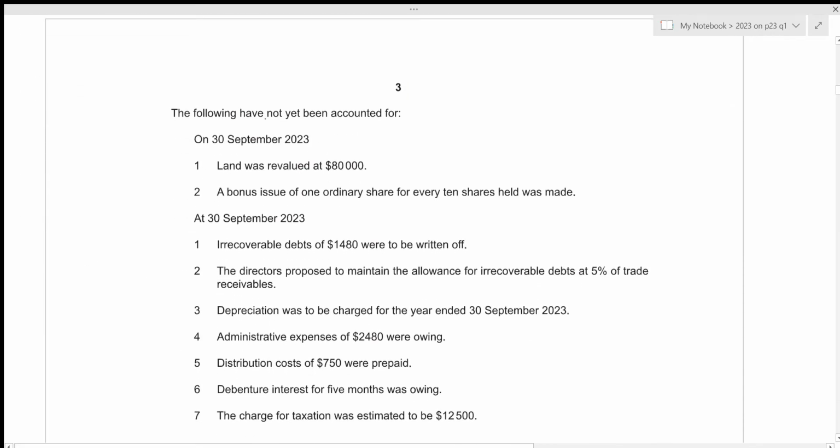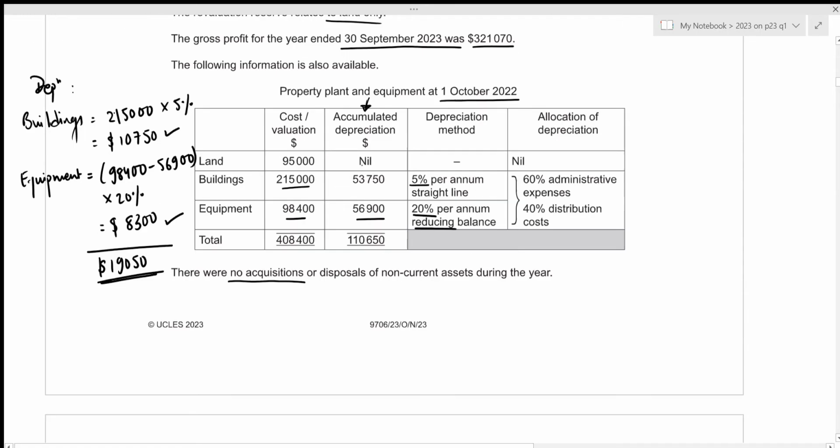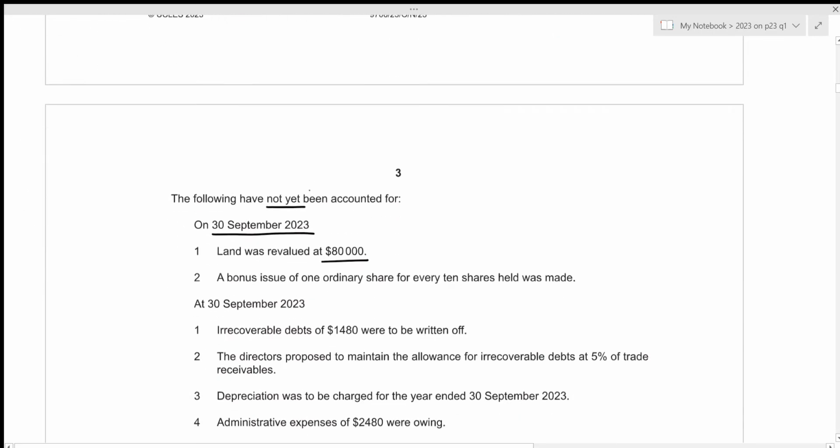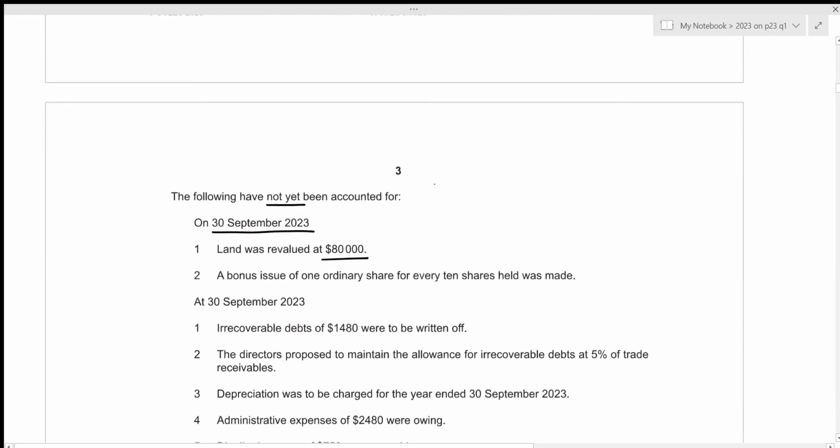Now, the following have not yet been accounted for. On 30 September 2023, land was revalued at 80,000. Okay, previously, our valuation of land is at 95,000. Now it's 80,000, which means that there has been a revaluation downwards. And this is of 95,000 minus 80,000, which is 15,000.